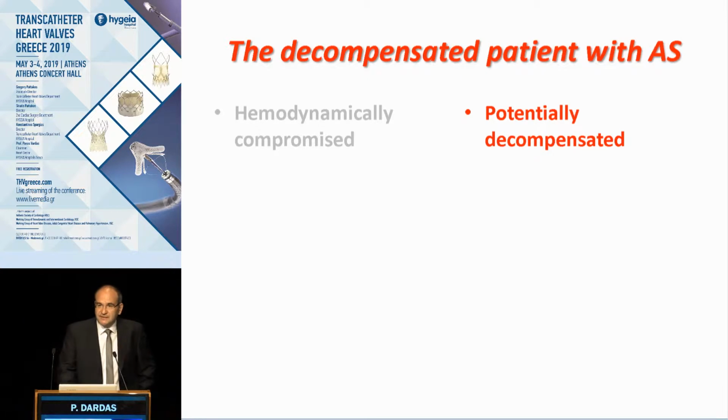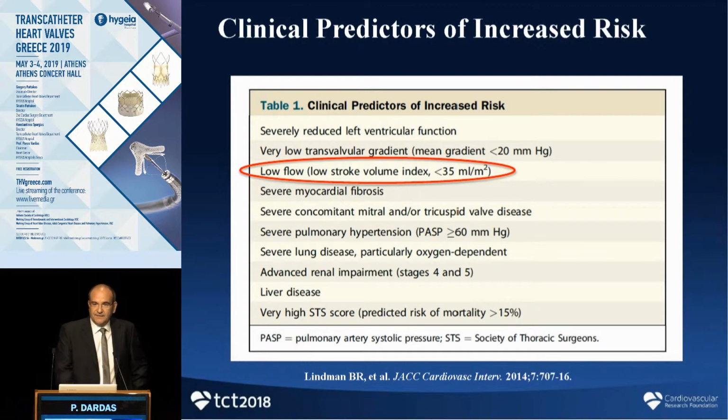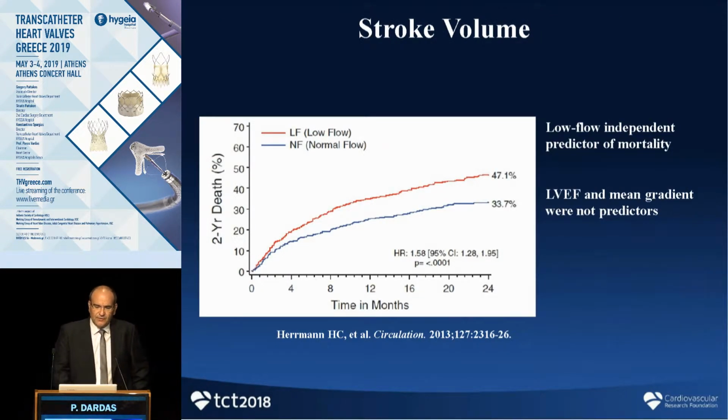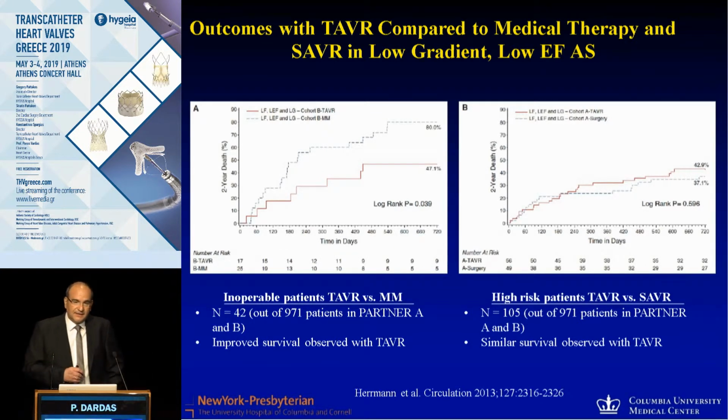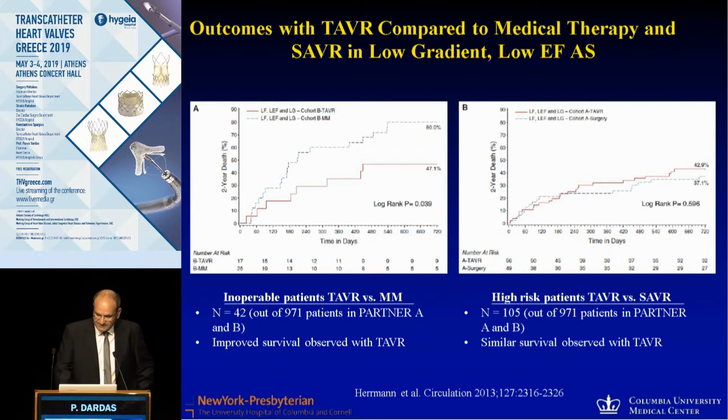Now, let's see the potentially decompensated patients. Patients who are in a good condition, but they can decompensate during the procedure. And we all know various clinical predictors of increased risk. And from all these predictors, I think that low flow, low stroke volume index is the worst predictor. And we know that it's low flow that is an independent predictor of mortality, not ejection fraction or mean aortic gradient. And we also know from early ages that TAVI is a very good treatment for these patients.